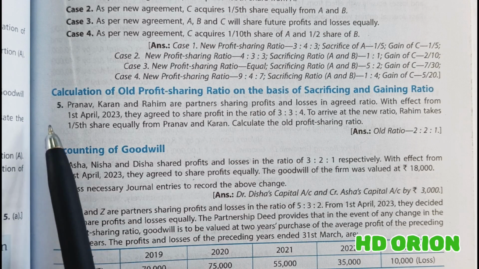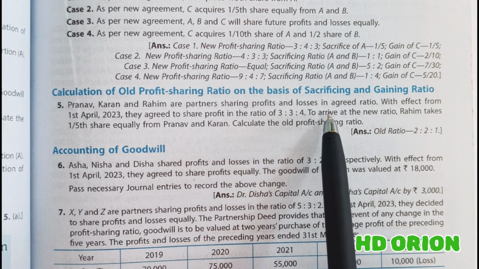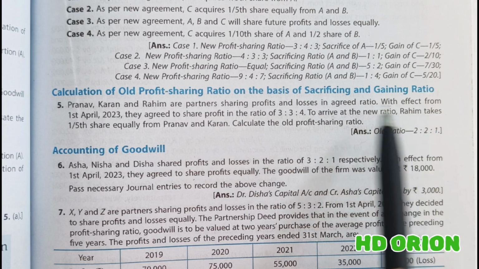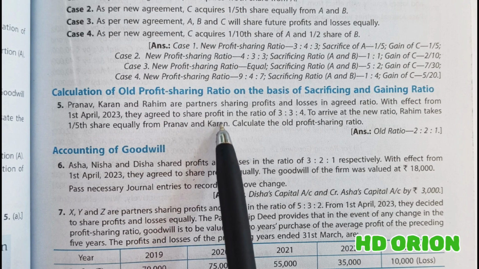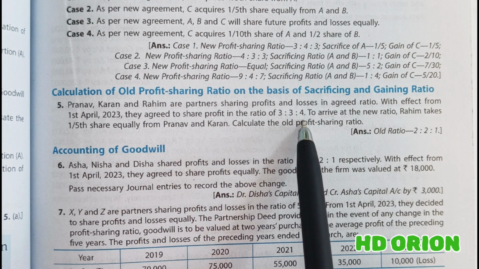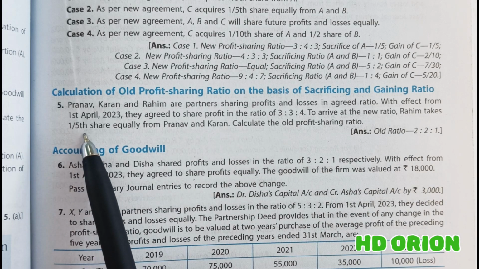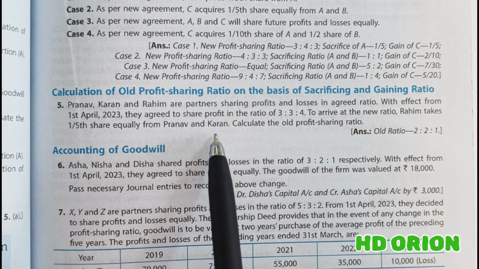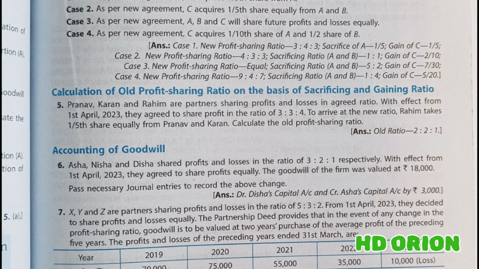Now let us see question number 5. Pranav, Karan and Rahim are partners sharing profits and losses in an agreed ratio. With effect from 1st April 2023, they agreed to share profits in the ratio of 3:3:4. To arrive at the new ratio, Rahim takes 1/5 share equally from Pranav and Karan. Calculate the old profit sharing ratio. Now it looks like a little tricky question, but it is very easy to solve.